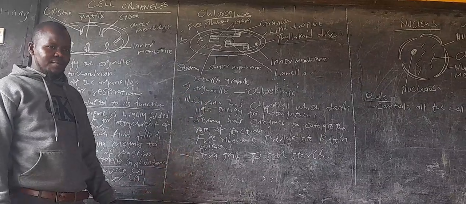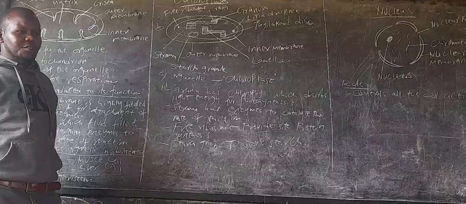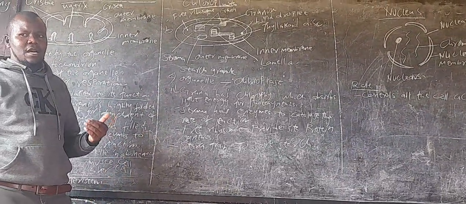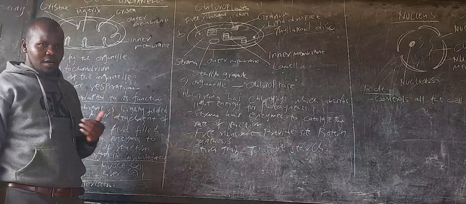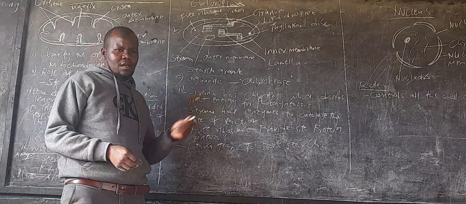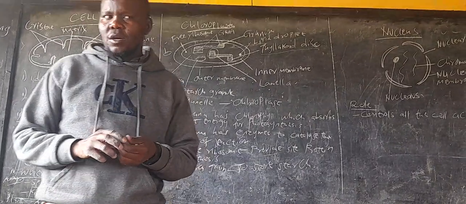Identify the organelle? It's a chloroplast. How is it adapted to its function? We have more adaptations here, right? But the main key adaptation is number 1. Which one? Within the granum, we have what? Chlorophyll.